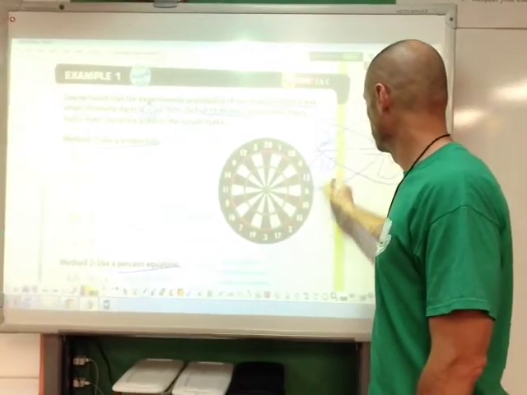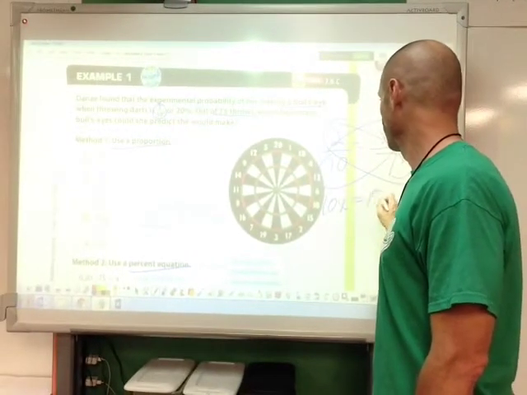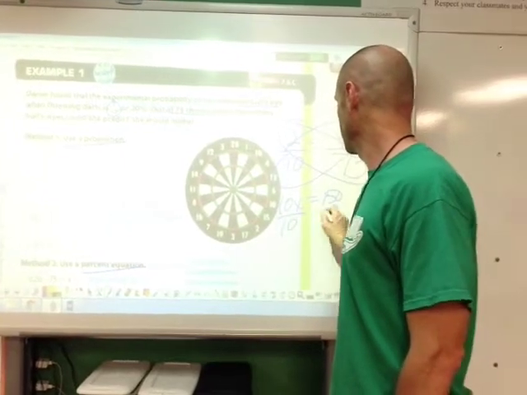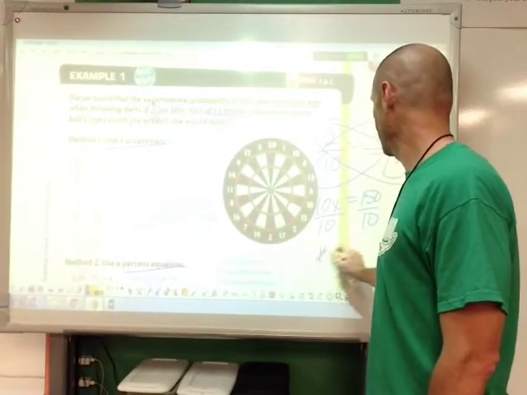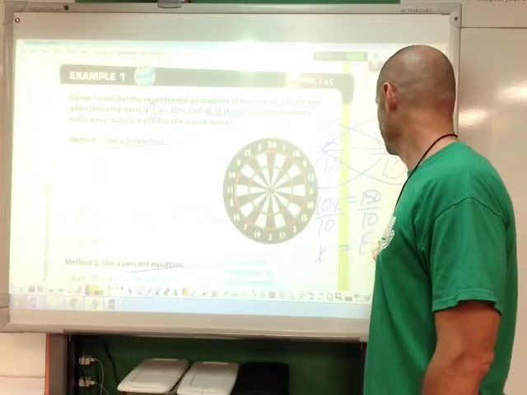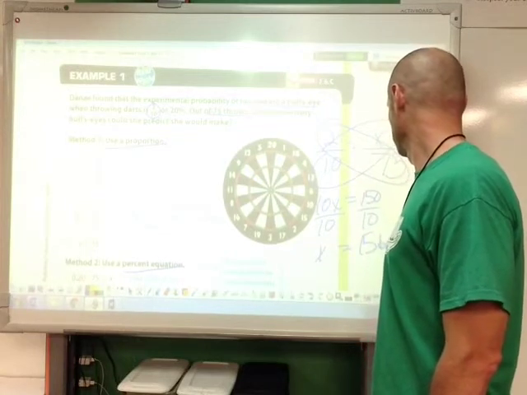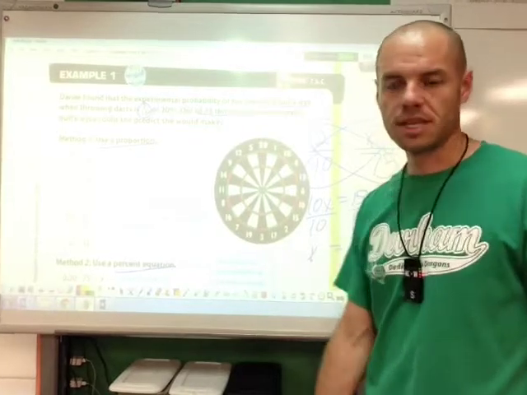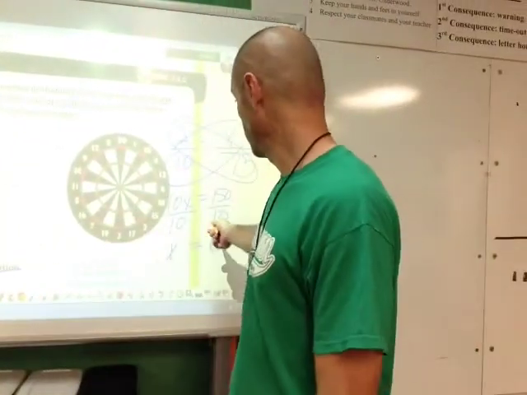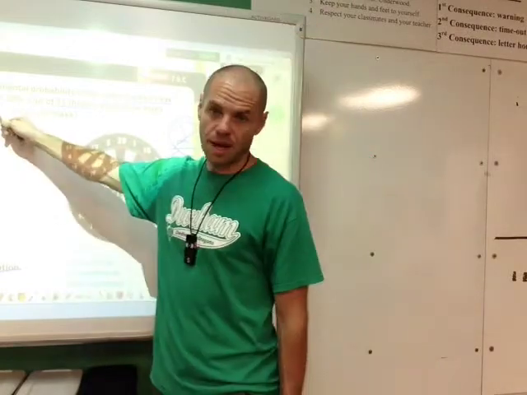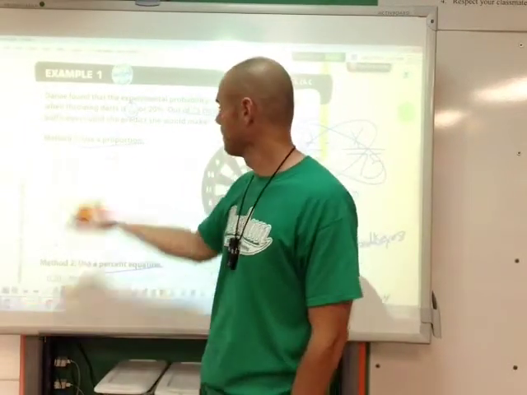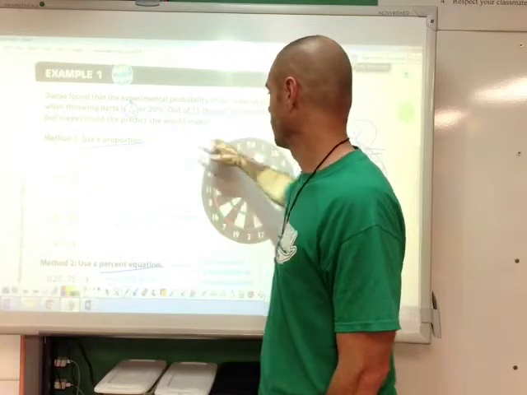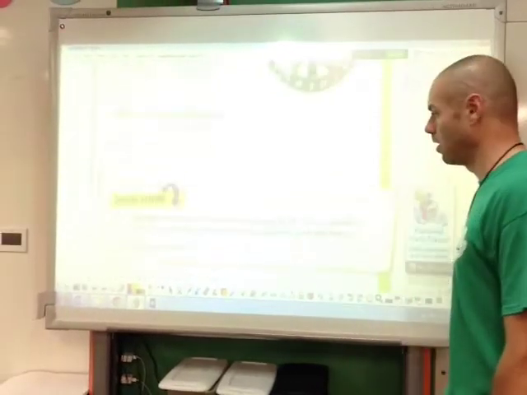Cross multiply. We get 10x is equal to 150. We divide both sides by 10, and we get that x is equal to 15 bullseyes. So there we are. All right, we can do this. We can use what's happened in the past to help us predict what's going to happen in the future. 20% of the time she's going to make a bullseye, so we do 20% of 75. What you know goes on the left, and what you're trying to find out goes on the right.